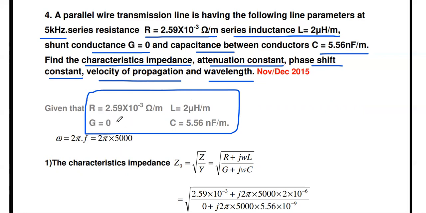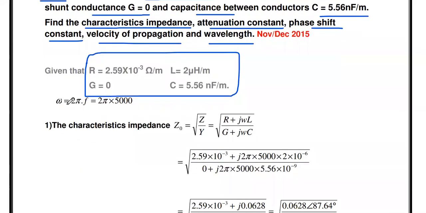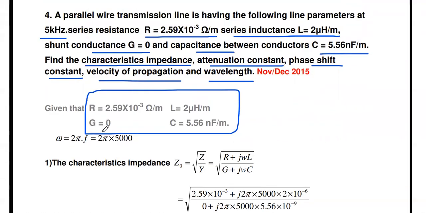Conductance is 0. Capacitance is 5.56 nano. Nano means × 10^-9. And the frequency F is 5 kilohertz. So if you want to use it in radian frequency, that is omega, you just calculate 2πF, which is 2π × 5000.